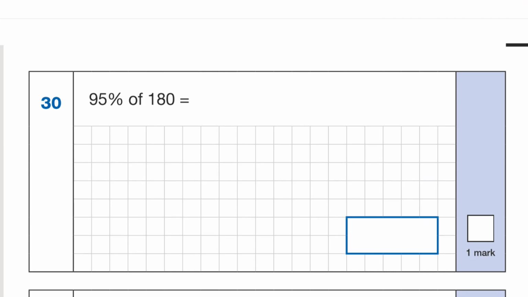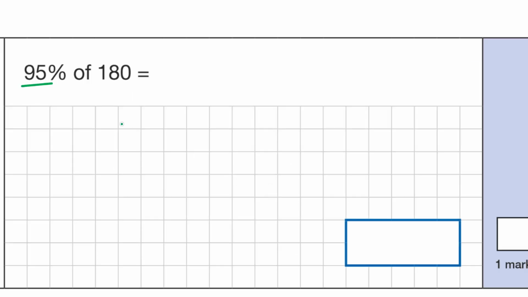Question 30, 95% of 180. Okay, when a number is very close to 100%, what I would do is find 5% and then just subtract that. So to find 5% of 180, I'd be thinking about 10% of 180. I know that 10% is just 10 times smaller. 10% is 18, so that means 5% is going to be 9. And if I just subtract that 5%, then I'm going to be left with 95%, because 100% is 180.